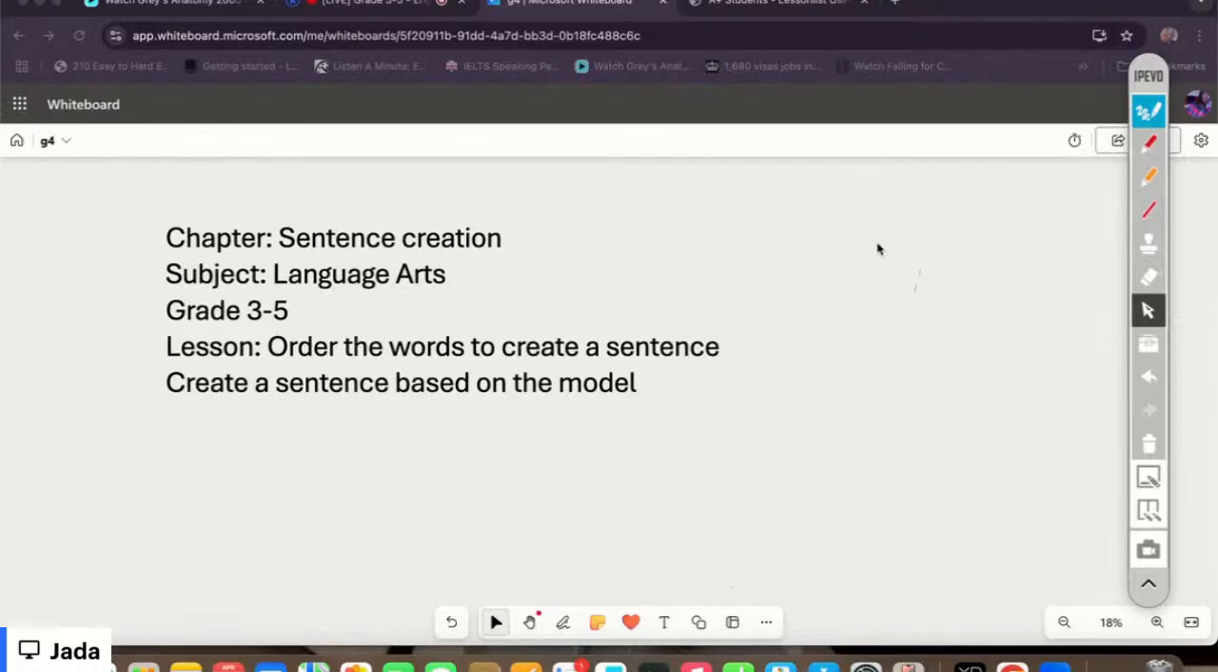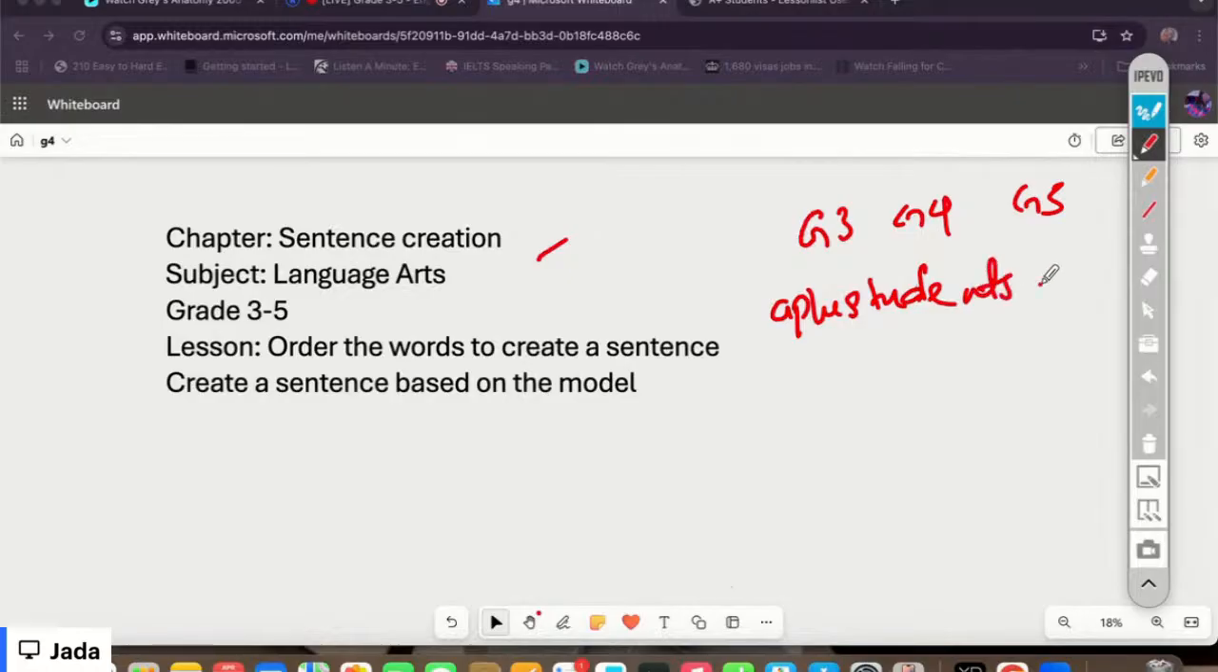Today our lesson will be sentence creation, and this class is for G3, G4, and G5. First you have to log in using aplusstudent.com, and you can find sentence creation under Grade 4. So you go to Grade 4 and you can find this chapter. The lesson will be: order the words to create a sentence, and create a sentence based on the model.